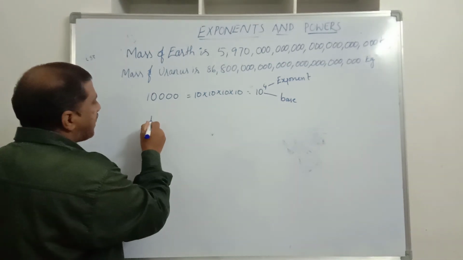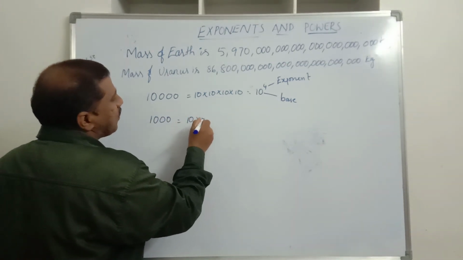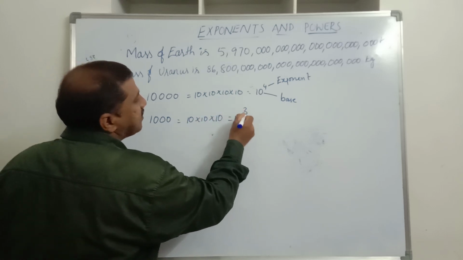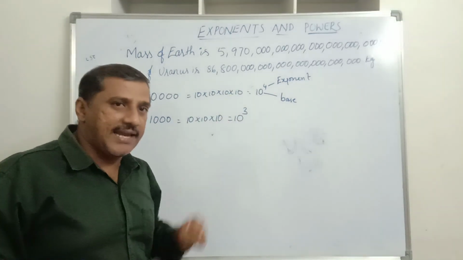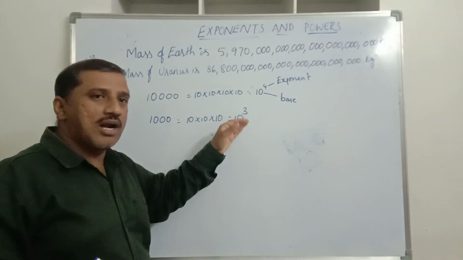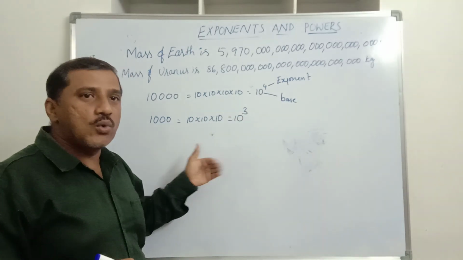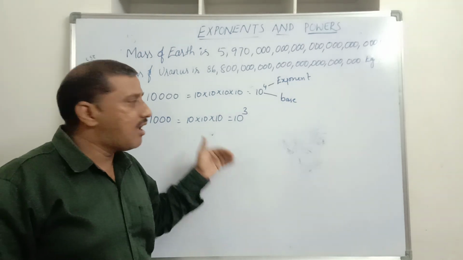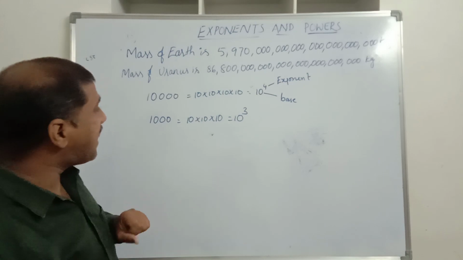Similarly, 1000 can be written as 10 into 10 into 10. You multiply 3 times. That is 10 to the power of 3, or 10 is raised to the power 3, or simply 10 cube. There are special names for power 2 and power 3. Power 2 we call squared. Power 3 we call cubed or cube. So this is 10 cube.